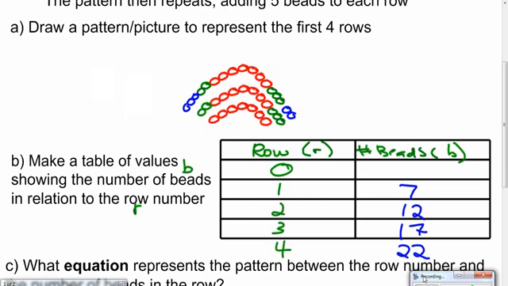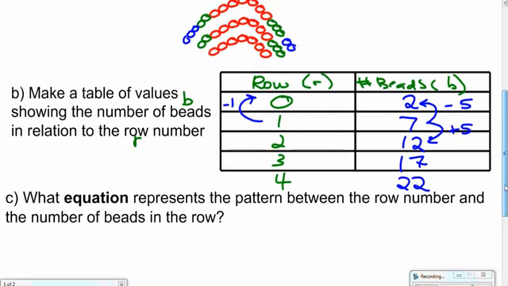If we were going to work backwards to row 0, we would need to subtract 1, right? Our pattern was going up by 5, so to go backwards to row 0, we have to do the opposite. We're going to subtract 5, so we would get 2. That means technically if there was a row 0, there would be 2 beads in it, but that doesn't make for a very nice necklace, so it probably doesn't have a row 0. But to help us with our equation, it'll be helpful to have.